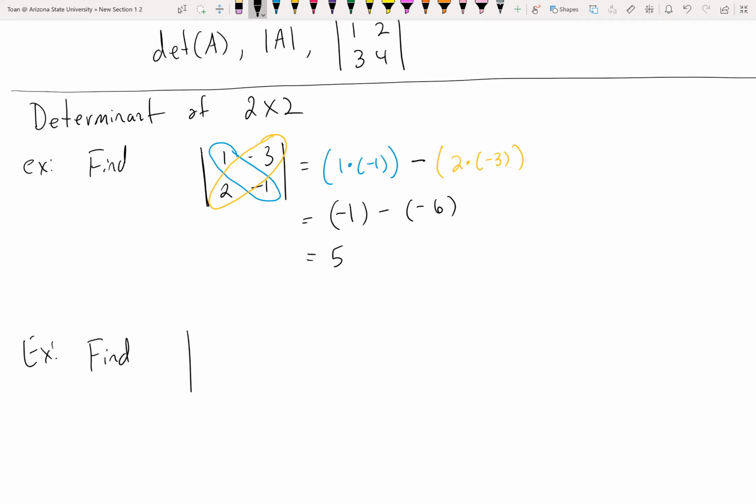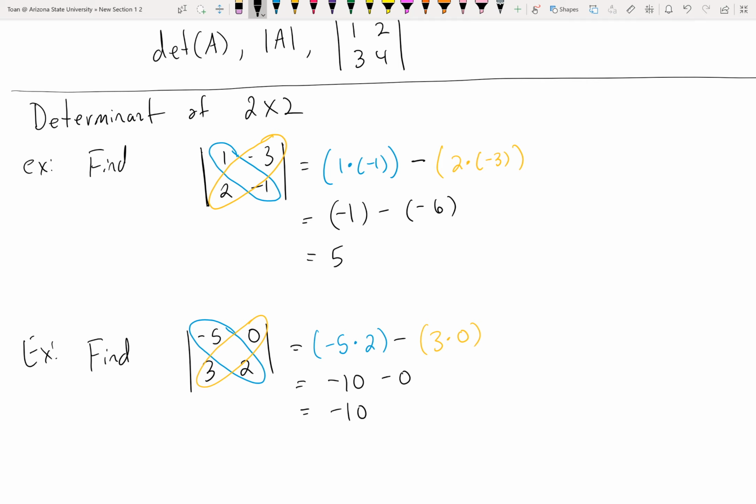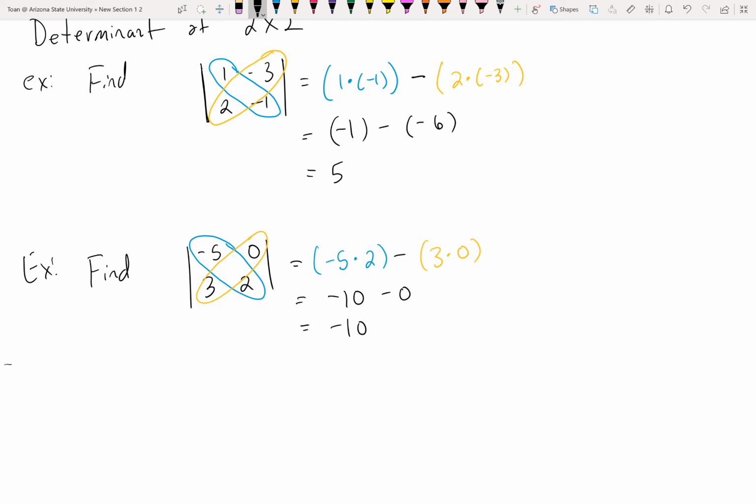Let's just do one more example just so you get the idea. Find the determinant of -5, 0, 3, 2. So we're going to do this crisscross subtract business. Multiply along the main diagonal, so that's -5 times 2. Always subtract the product of the other diagonal, 3 times 0. And then do some math. That's -10 minus 0, which of course is -10. I would say that the determinant is -10. So for 2 by 2s, you do this crisscross subtract business.